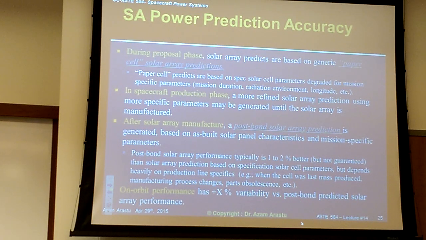Okay? So when you hear the term post-bond predict, that's exactly what it is. And then you end up with an on-orbit performance. And also here, you want this one to be with no margin. You want to make sure that you want margin to be zero at this point. Here you want full margin. Because at the end of the day, you want this margin to go down to zero. You don't want to give extra power.